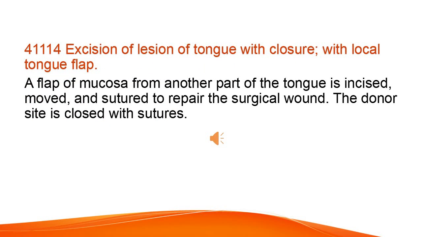Excision of lesion of tongue with closure, with local tongue flap. A flap of mucosa from another part of the tongue is incised, moved, and sutured to repair the surgical wound. The donor site is closed with sutures.